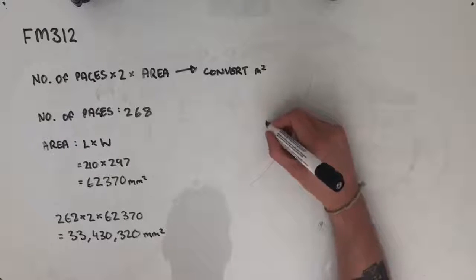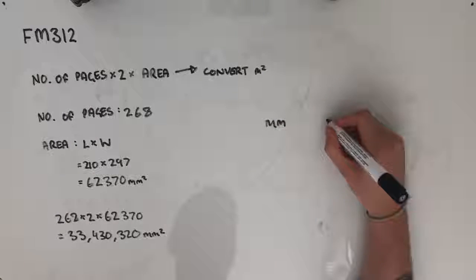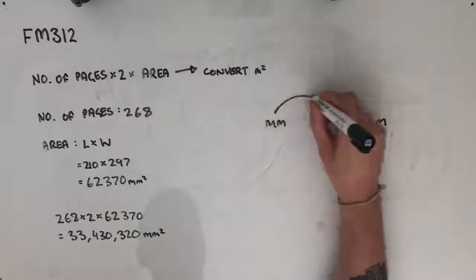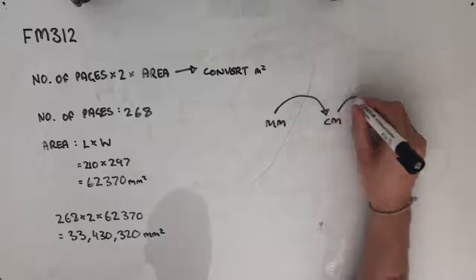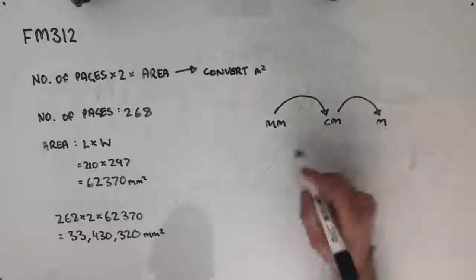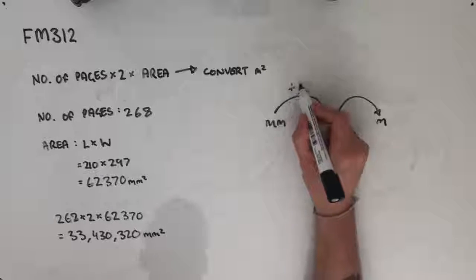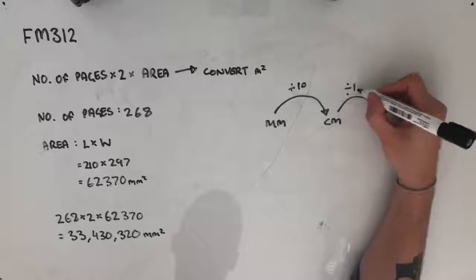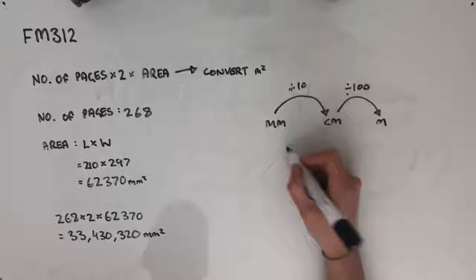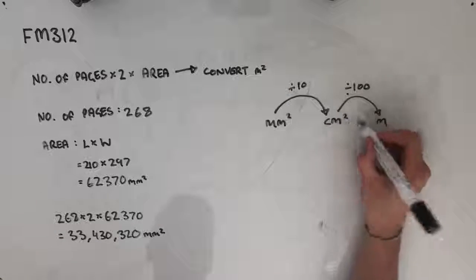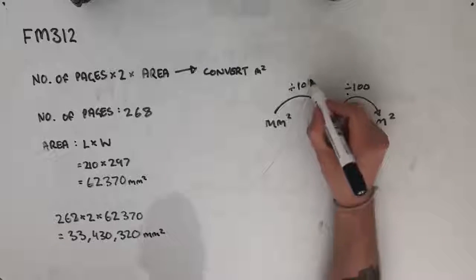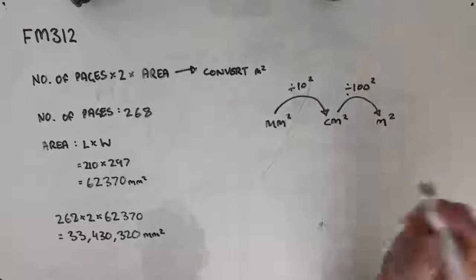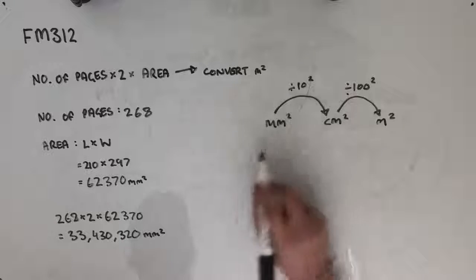So in order to do this, you guys should be fairly across the simple conversions. So millimeters to centimeters, centimeters to meters. So millimeters to centimeters divide by 10, and centimeters to meters divide by 100. Now of course we're working with millimeters squared, centimeters squared, and meters squared. So these conversions are also squared.